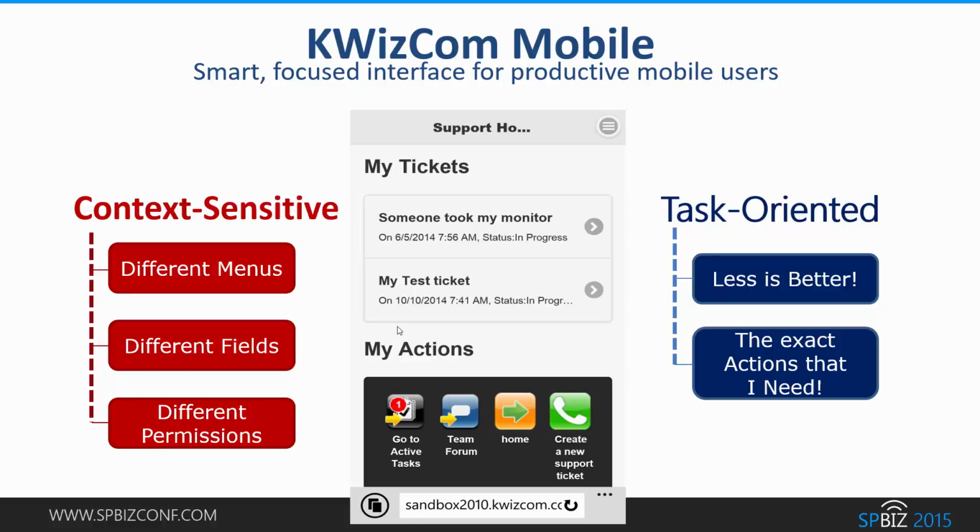So each user or each role will see the exact things and the exact actions that he needs to see in order to accomplish his task while he's on the road. And of course this works without any coding or technical knowledge. With a simple wizard, you can create custom mobile pages that answer the exact needs of your mobile users.